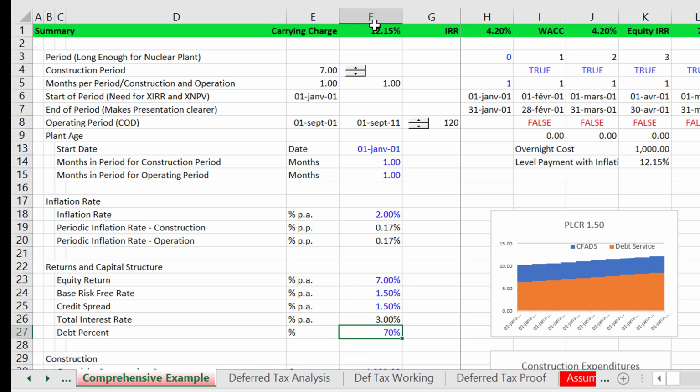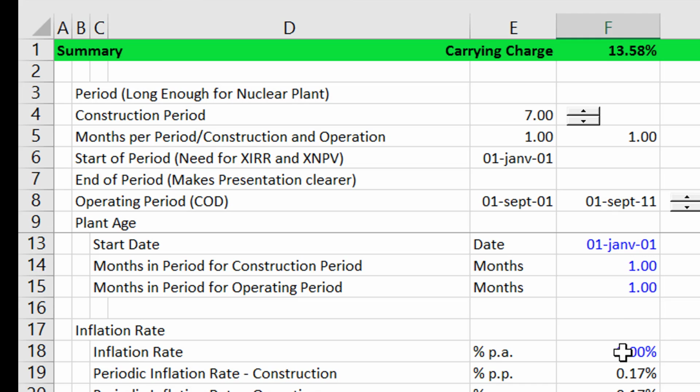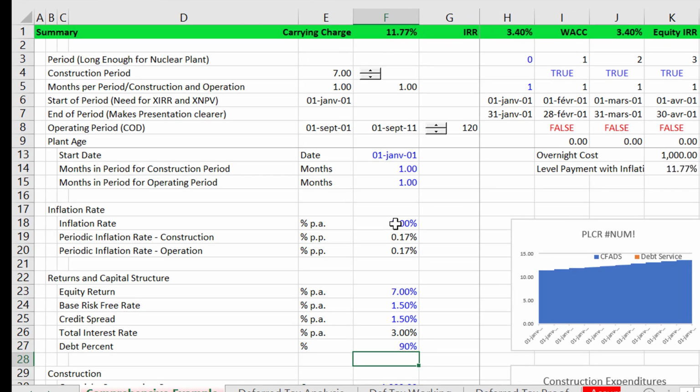Then we should be looking at our carrying charge. If I make the debt percent 0, then it's 13% of the cost that we have to recover each year. If I make it 90%, it goes down to 11%. It's not that much difference. If I made this 15%, of course, then it would be an enormous difference. Okay, so we just put it in, it's all consistent. I'll put 80% in.